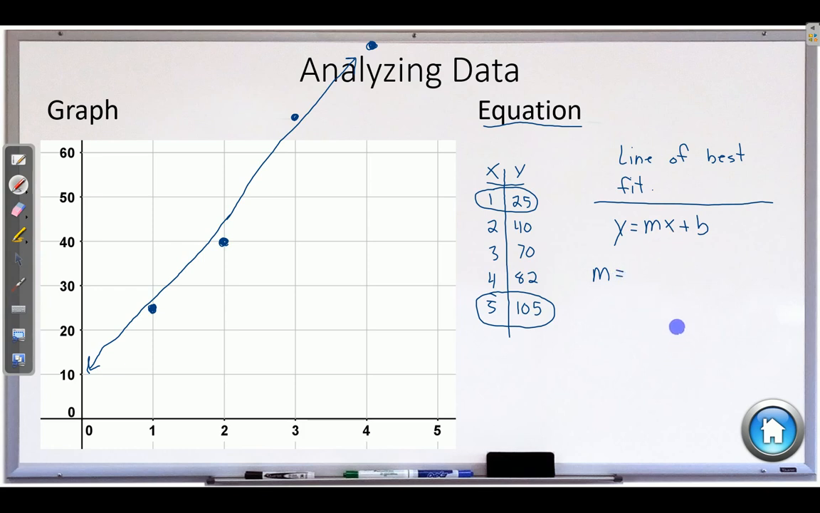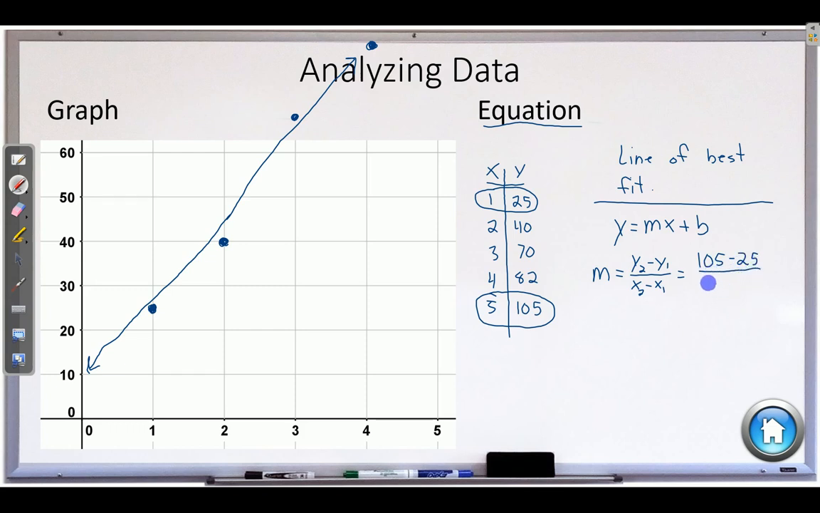So m is our slope, so we simply take these two and subtract them. If you remember, that's y2 minus y1 over x2 minus x1. So we subtract the y's and we subtract the x's. So on top, we get 105 minus 25.